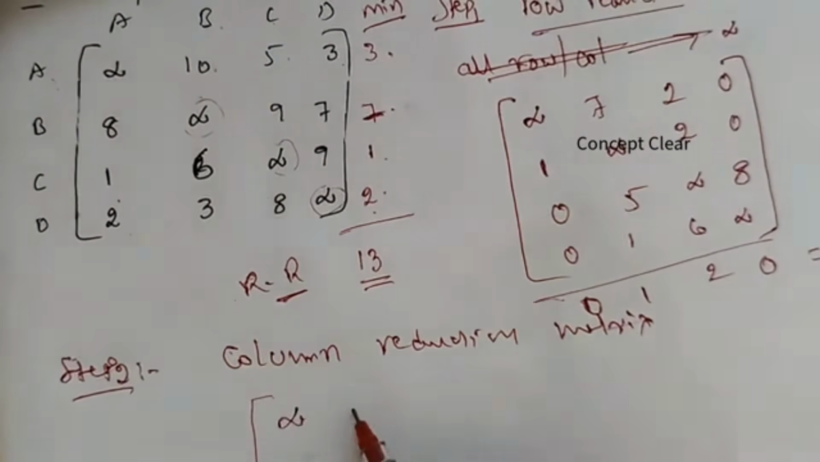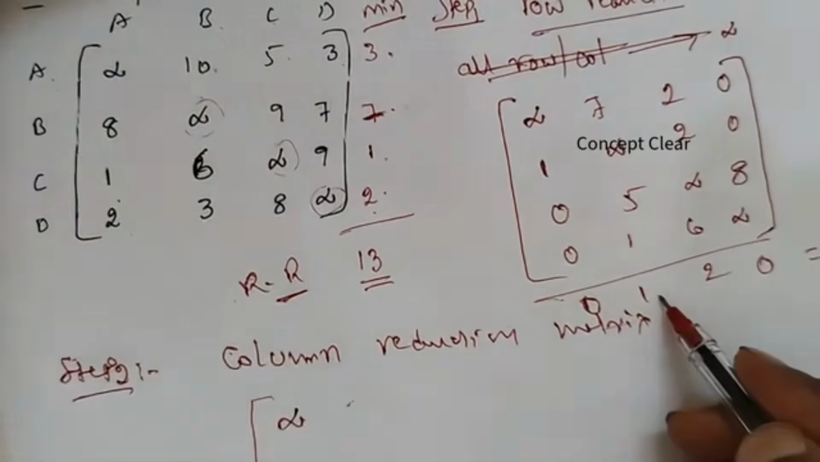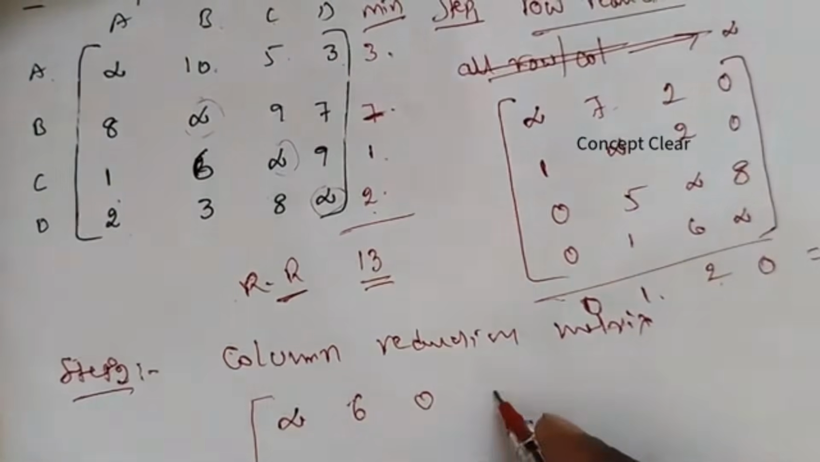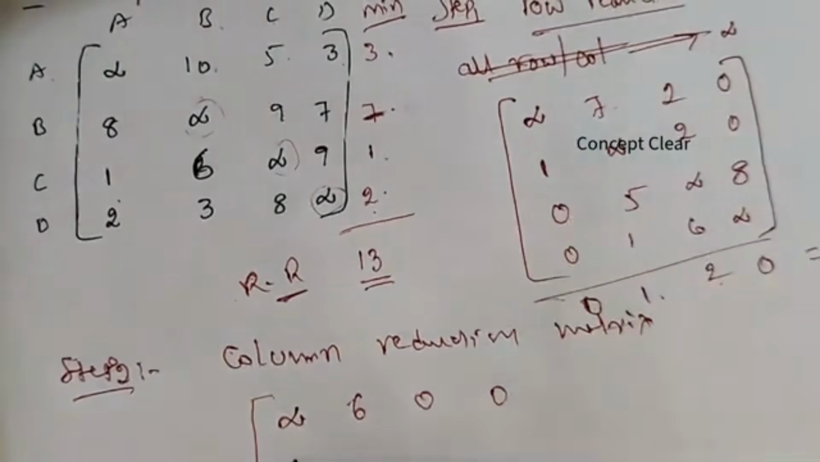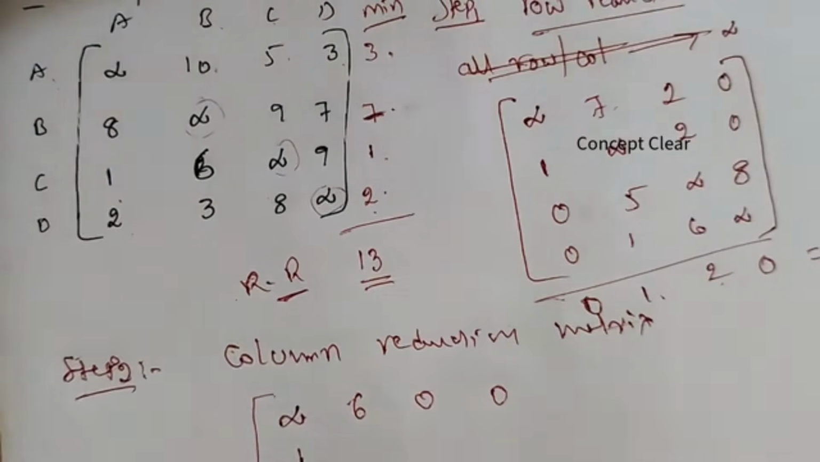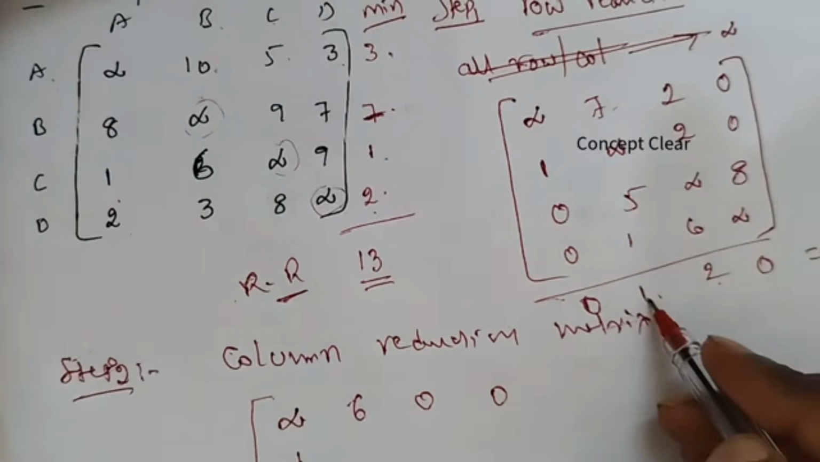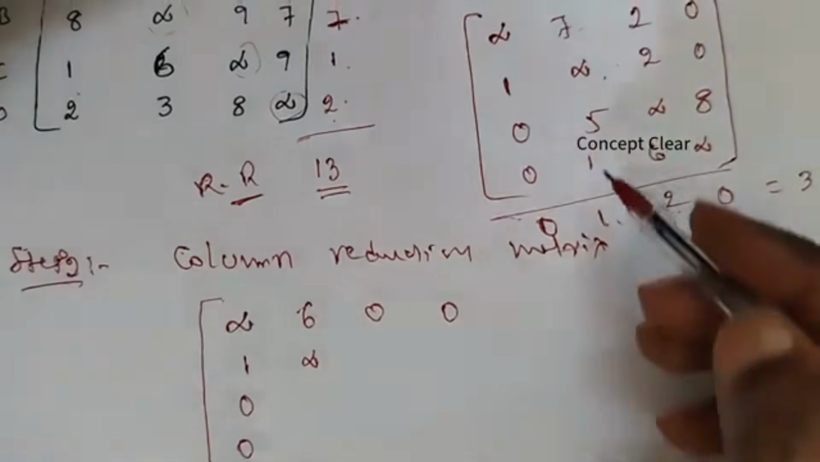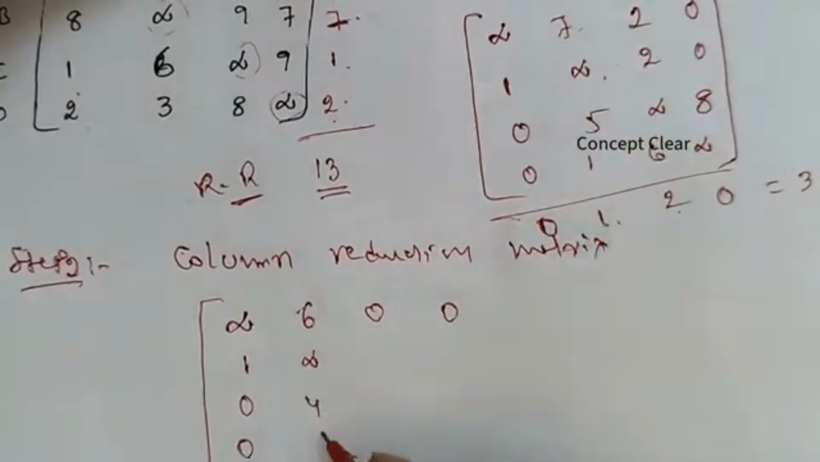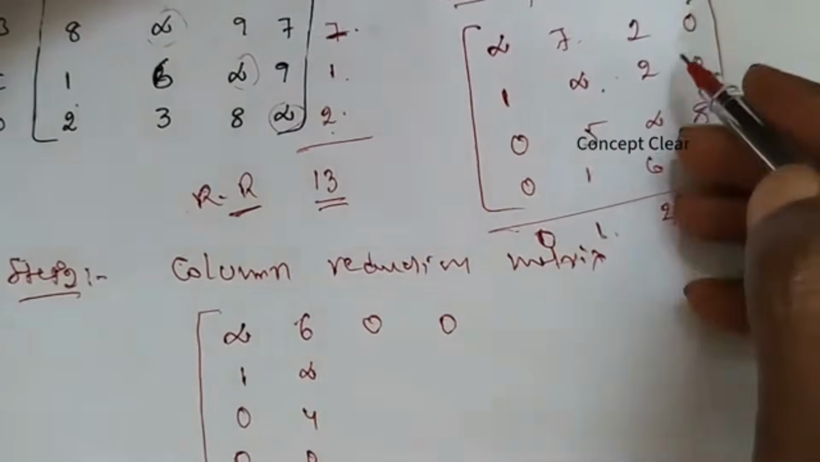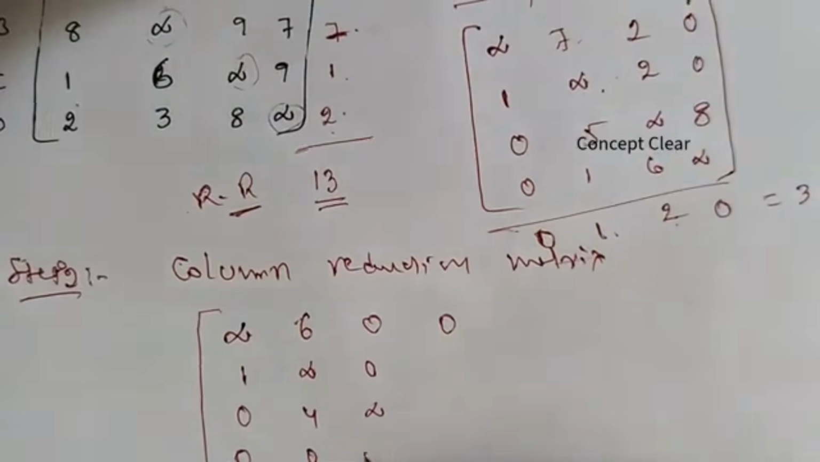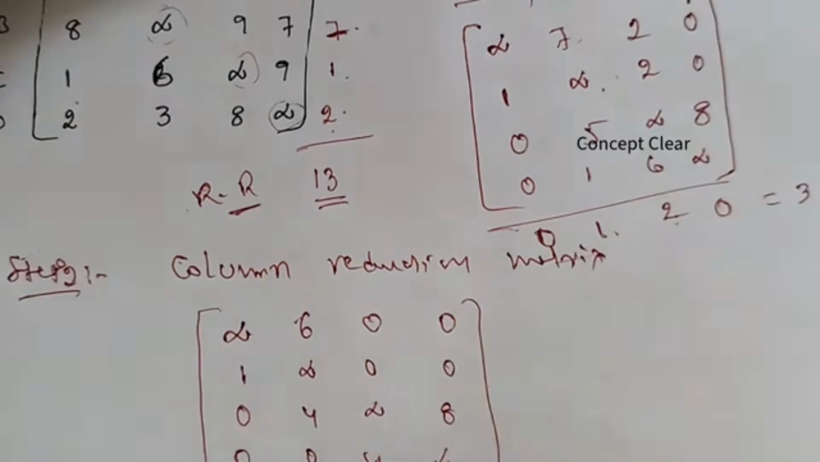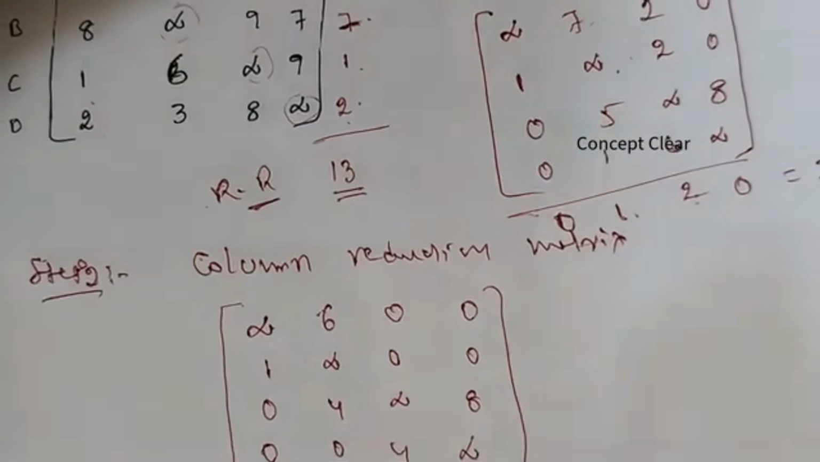We'll get infinity. Here 1 minus 7, so 6, here 2 minus 2 is 0, and here 0, 0, 0. Like that we have to calculate. Here 1 minus 1, 1, 0, 0. Here 1, so 6, here infinity, and what about here 1 minus 5, 4, 1 minus 1 is 0, here 2, we have to reduce to 2, 2, 0, 0, infinity, 4, here also 0, 0, 0, 8, infinity. It is the column reduction matrix.